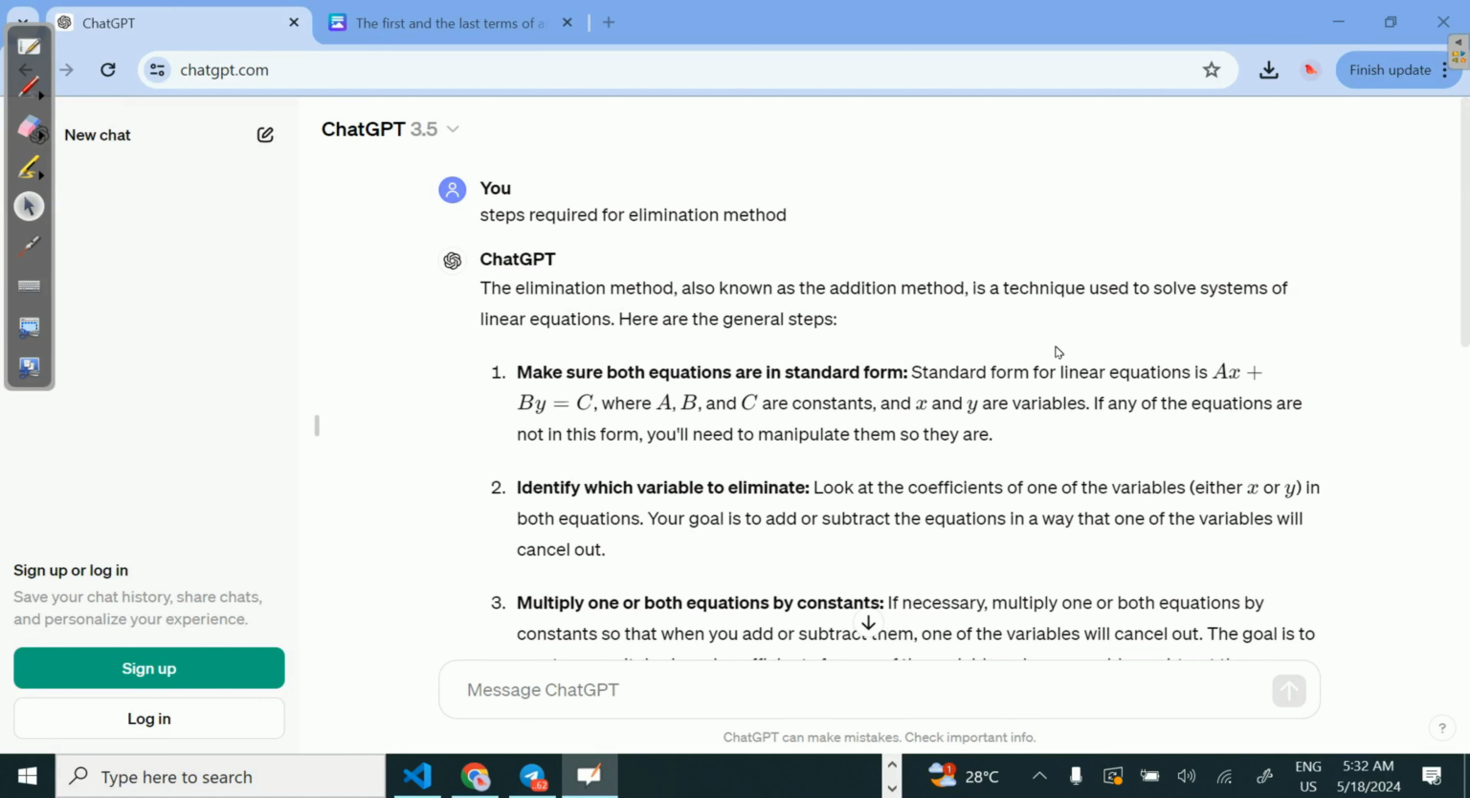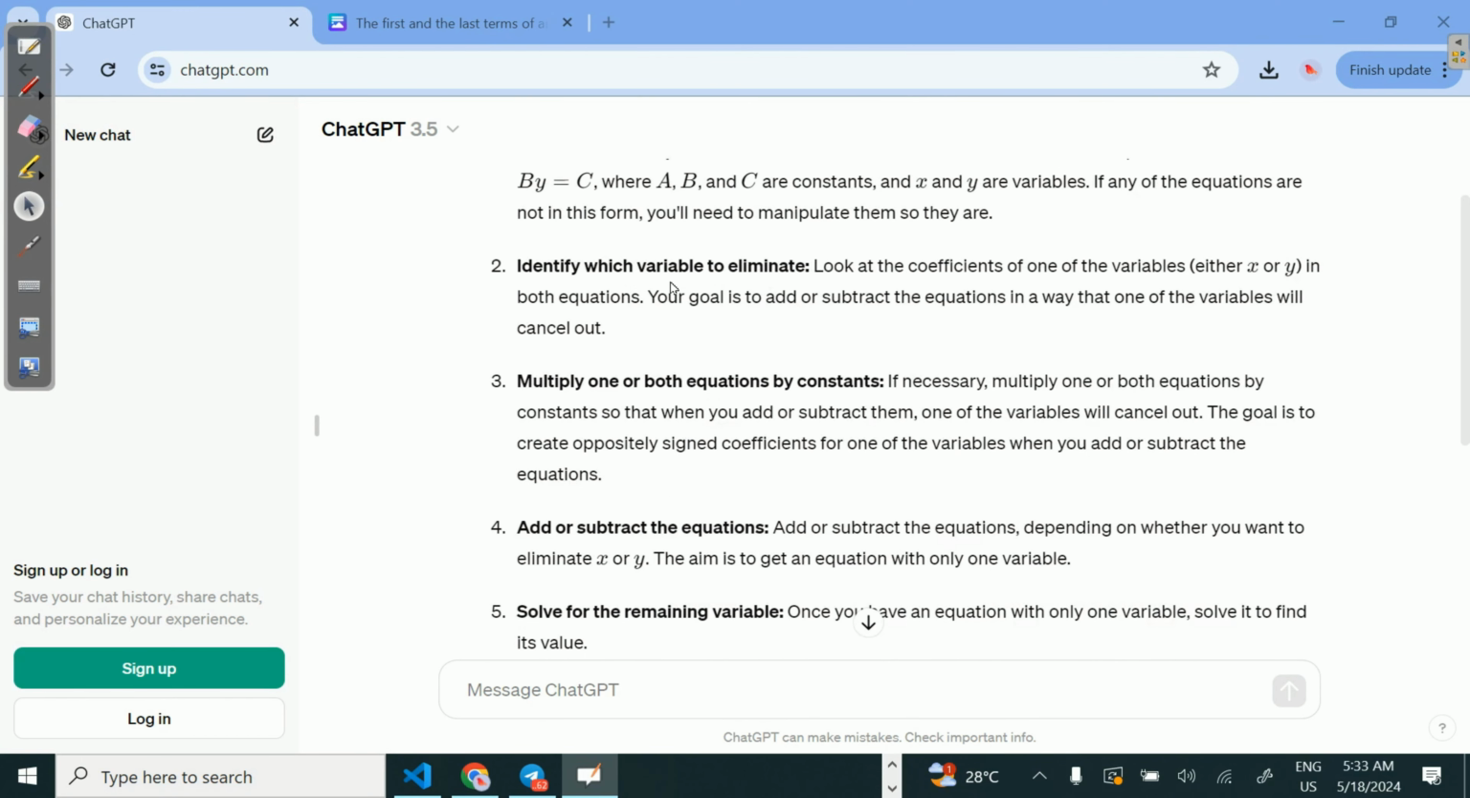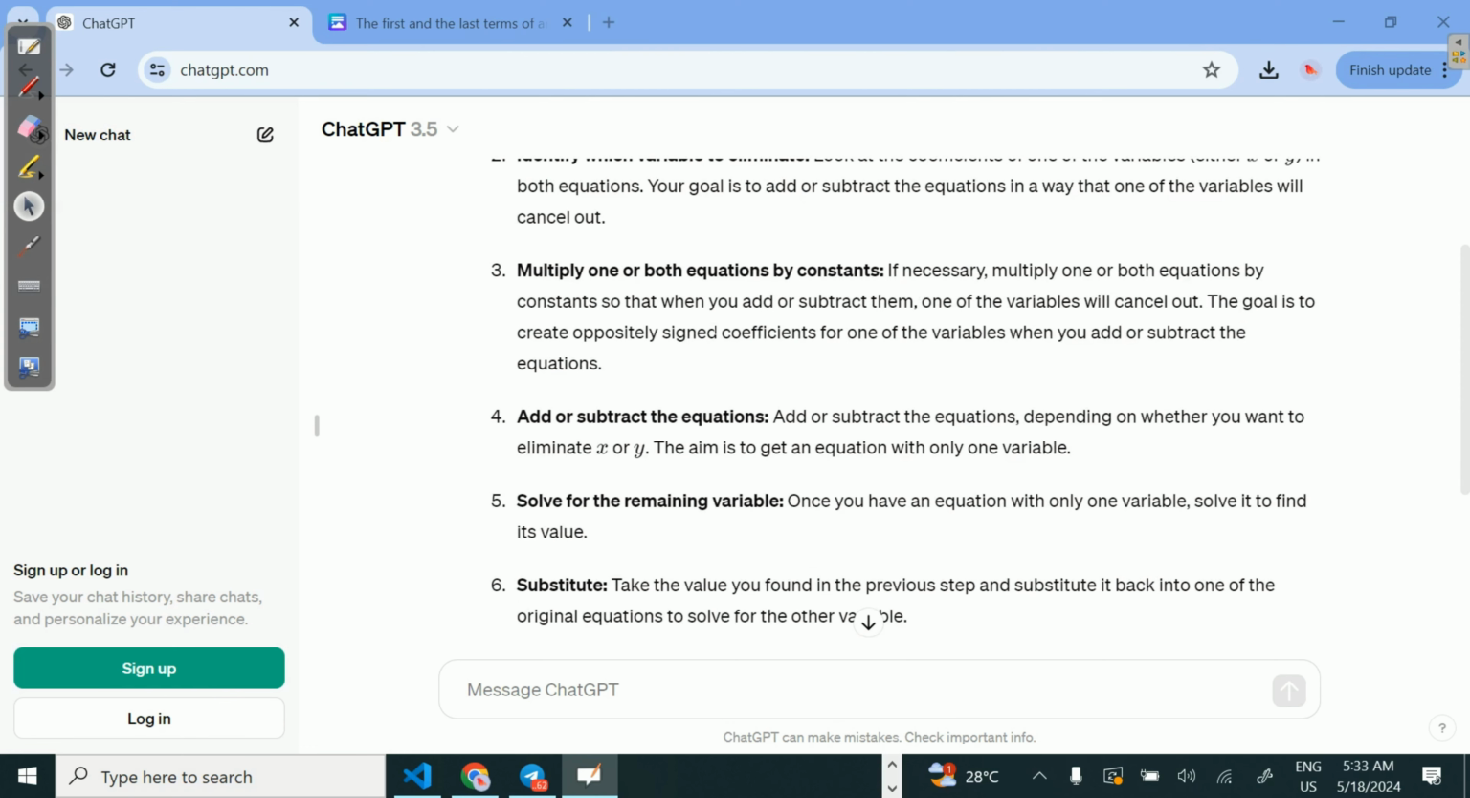First, we are to make sure both equations are in standard form. Secondly, identify which variable to eliminate. Thirdly, multiply one or both equations by constants. Next is to add or subtract the equations and solve for the remaining variable. After that, we can substitute and solve for our other unknown.